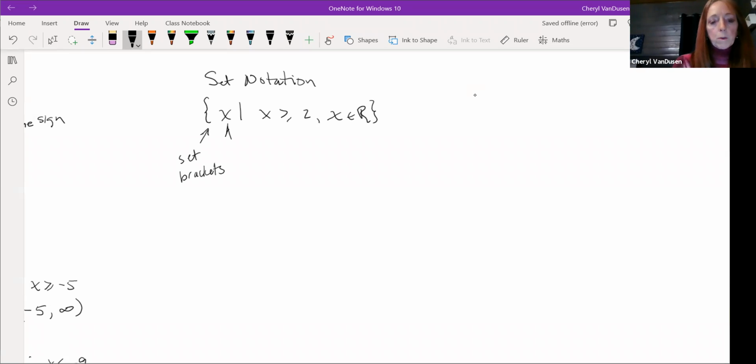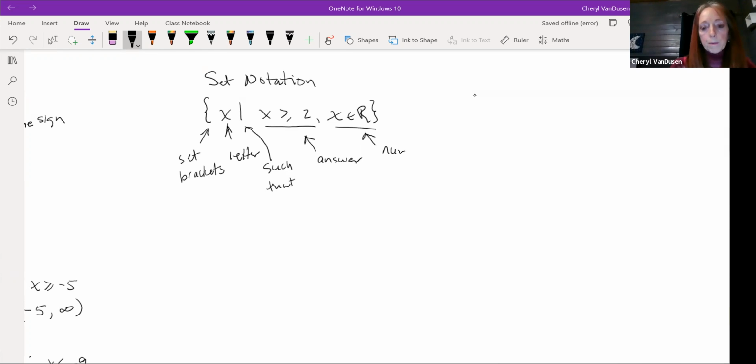And then we identify whatever the letter is that we're using. You don't always have to use X, but oftentimes we use X. If we're reading it, we read it as "such that." Not super important that you know that. This is the actual answer, whatever the restriction is on it. And then we always have to write the number system.